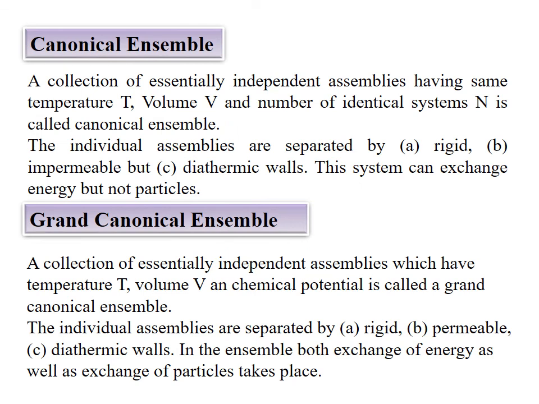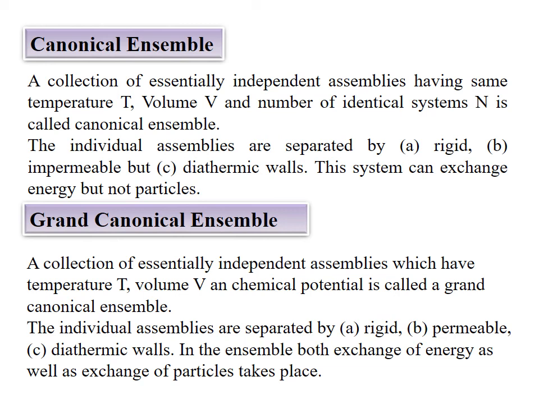Canonical ensemble. It is a collection of essentially independent assemblies having the same temperature, volume, and number of identical systems. The individual assemblies here are separated by rigid, impermeable but diathermic walls. So this system can exchange energy but not particles. It is similar to a closed system where there is an exchange of energy but not matter.